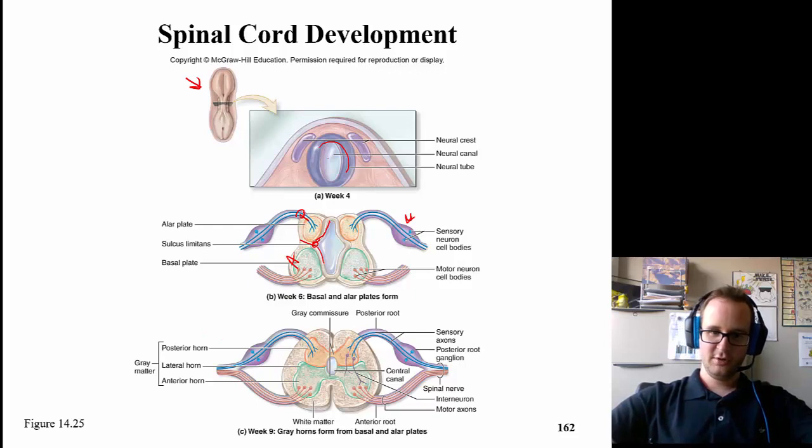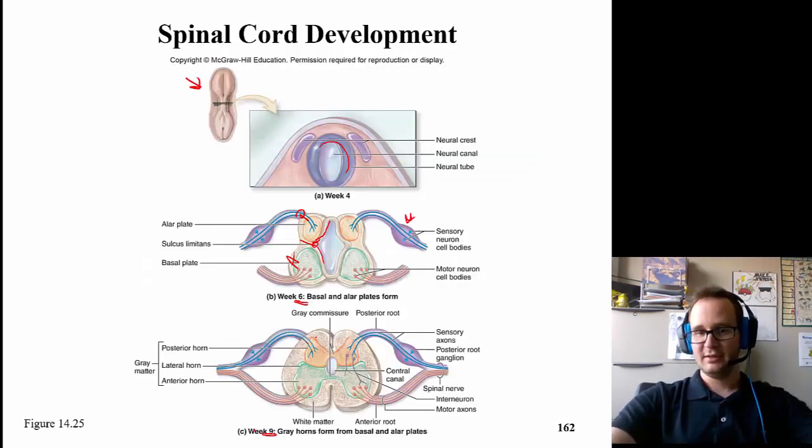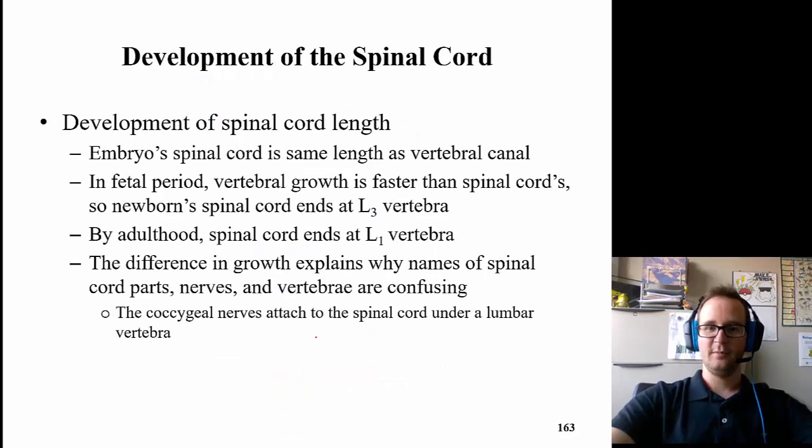So as you develop, you'll see it by about week 6, the basal and the alar plates form, and this is going to be that gray matter where the cell bodies and the unmyelinated axons are. And then as you continue to develop, by about week 9, you'll have the posterior and anterior horns form, and then this is going to end up continuing to make connections, and that's kind of how the development of the spinal cord happens. It's overall not terribly difficult.